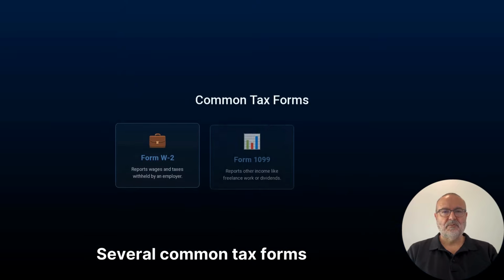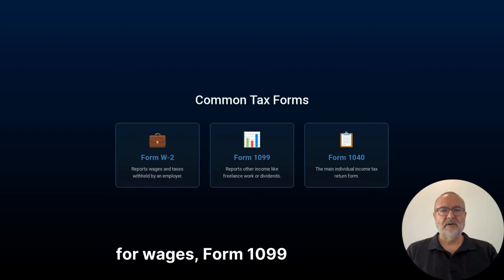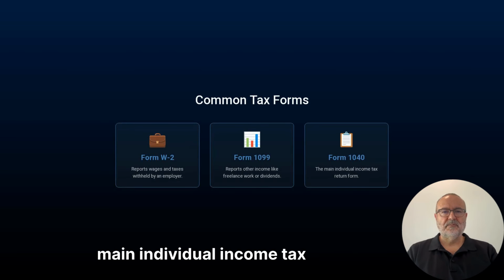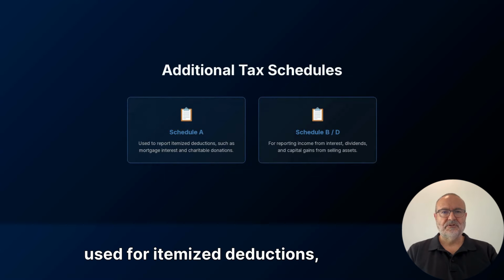Several common tax forms are essential for filing. These include Form W-2 for wages, Form 1099 for other income, and Form 1040 as the main individual income tax return. Additionally, Schedule A is used for itemized deductions and Schedule B/D for interest, dividends, and capital gains.